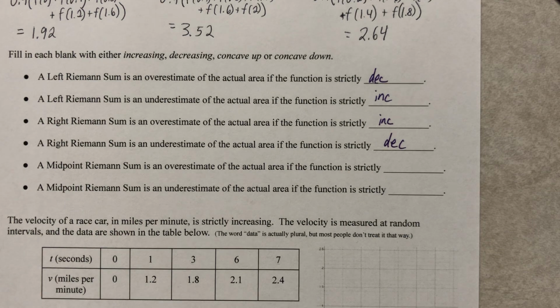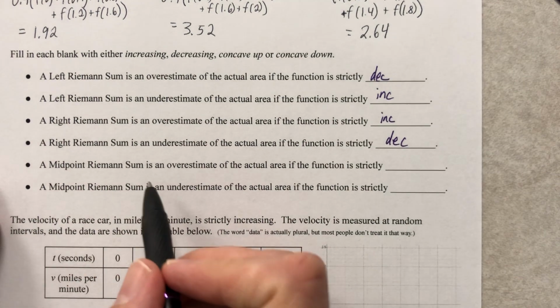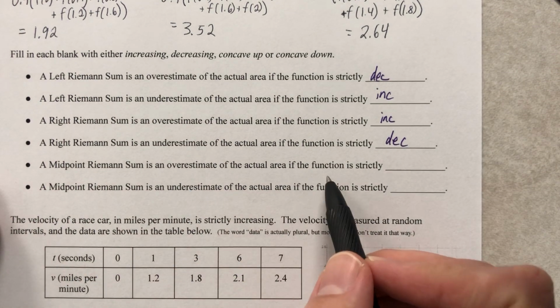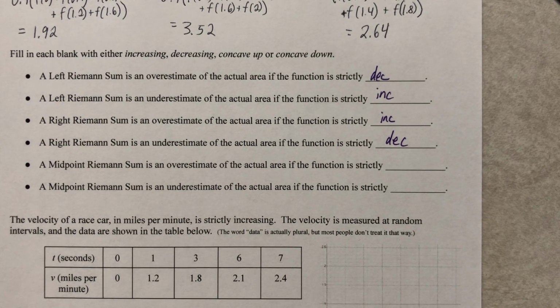Okay, now we get to the fun one. A midpoint Riemann sum is an overestimate of the actual area if the function is strictly, okay, increasing, decreasing has nothing to do with this. It has everything to do with concavity. And I'm going to give an exaggerated example of that.